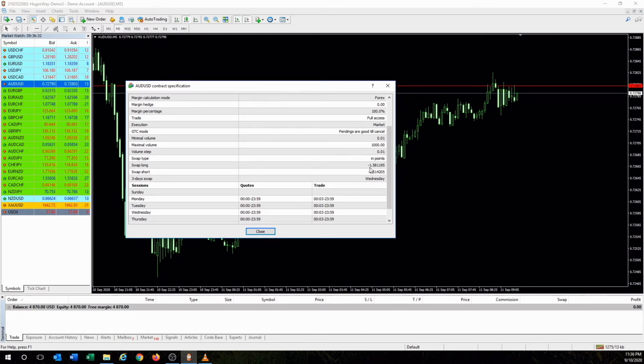So they charge, and this is per one lot, so we're not trading one lots, but they charge negative 1.58. So it means they will charge you $1.58 per one lot. And so if you're trading smaller lots, then you're going to pay a fraction of this interest, right? So it's fairly low. So when you leave trades open overnight, you get charged this fee right here. So swap long is negative 1.58 and swap short is 1.51. So it's fairly close to the same number.